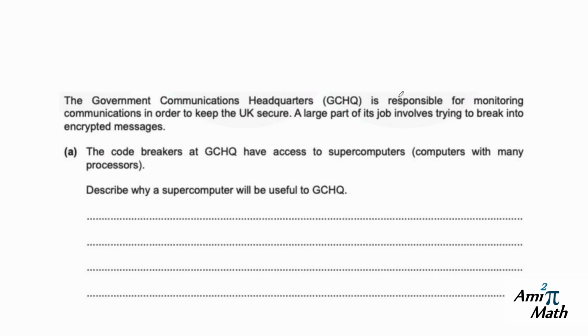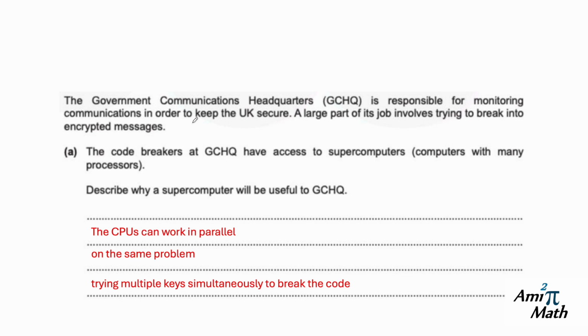The Government Communications Headquarters is responsible for monitoring communications in order to keep the UK secure. A large part of its job involves trying to break into encrypted messages. The code breakers at the GCHQ have access to supercomputers, computers with many processors, and describe why a supercomputer will be useful to GCHQ. So the CPUs can work in parallel on the same problem, trying multiple keys simultaneously to break the code. So obviously a supercomputer will have many CPUs, and if these can all work in parallel on the exact same program, then it'll be much quicker to try and break into an encrypted message.